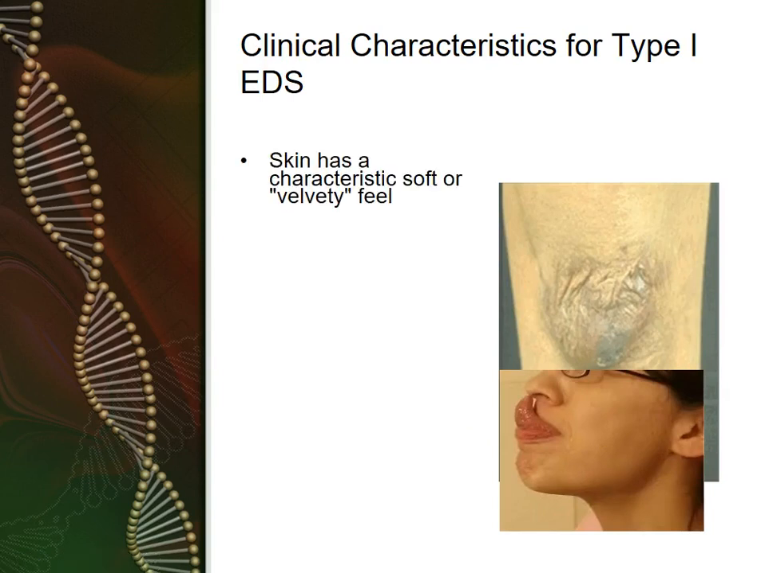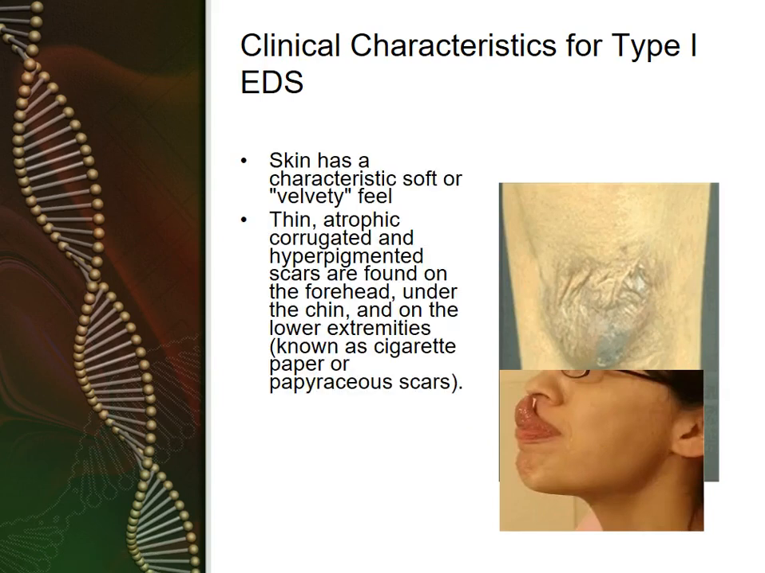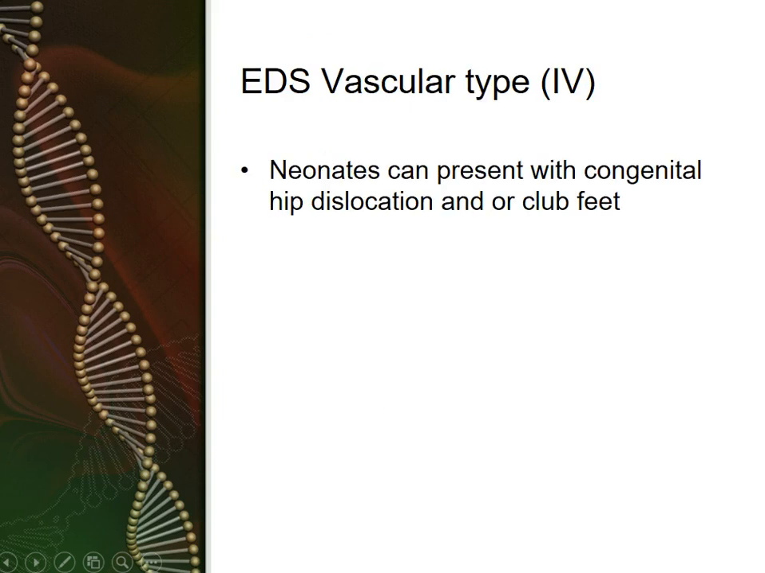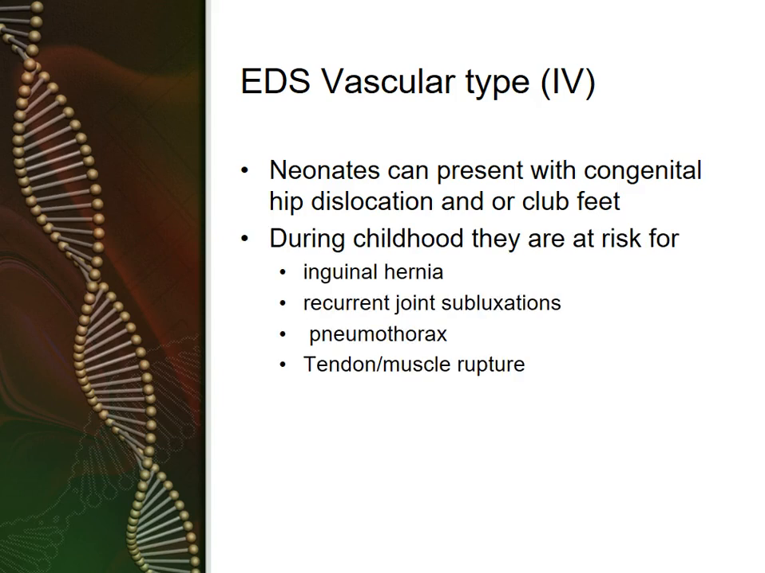So skin has a soft, velvety characteristic. It's atrophic, hyperpigmented. This is the typical picture of a knee of a patient with Ehlers-Danlos syndrome. This is something called the Gorlin sign, that you can take your tongue and touch your nose with it. Sounds disgusting. Anyway, vascular form, neonates can present with congenital hip dislocation or club feet.